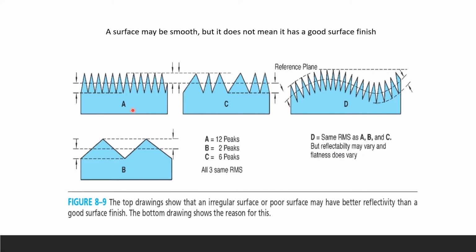When you look at the A, you're going to see peaks right there, 12 of them. And then B has 2, and C has 6 of them. And D, a lot of them. So here we're looking at the reflectability, and they vary. But flatness, they don't vary, okay? So here I'm just trying to show you that irregular or poor surfaces have better reflectability because the surface area is more, okay, it's more than a good surface finish.